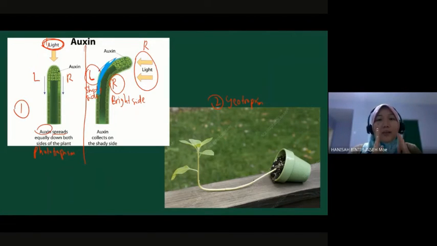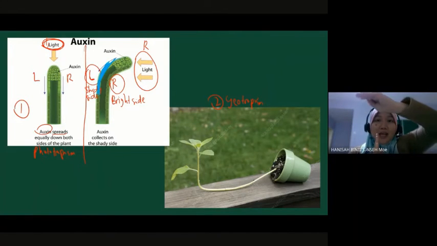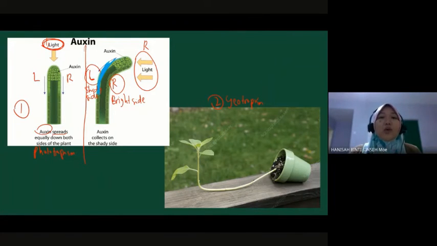Boleh? Sebab hanya ada satu bahagian sahaja yang elongate, memanjang. Satu bahagian yang menghadap cahaya tu tidak. Alright, so that is the function of auxin in phototropism. We will discuss it more in the next class. Okay, the effects of auxin on growth of response.